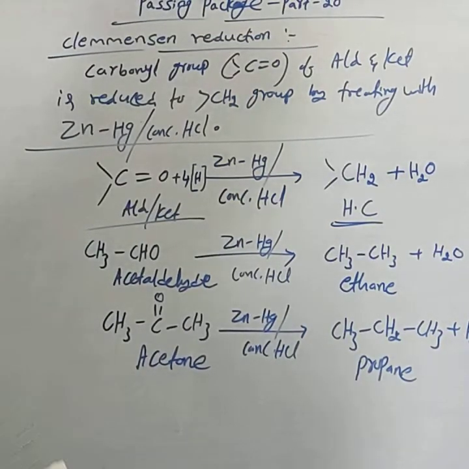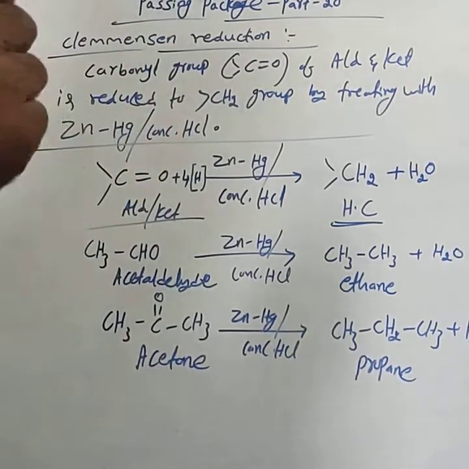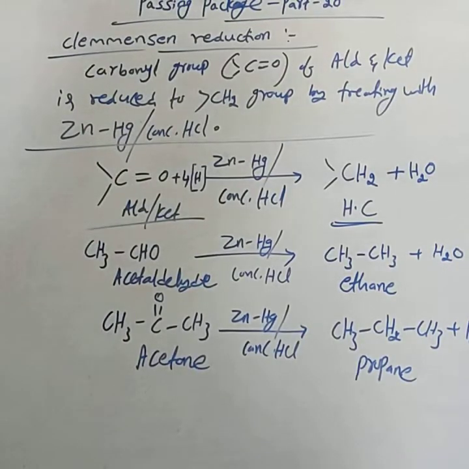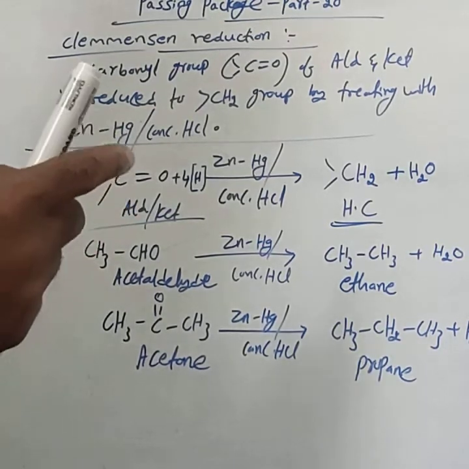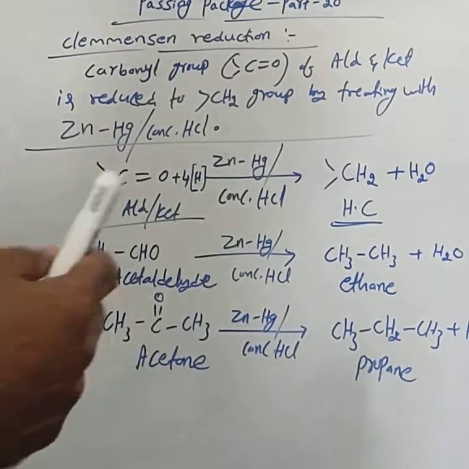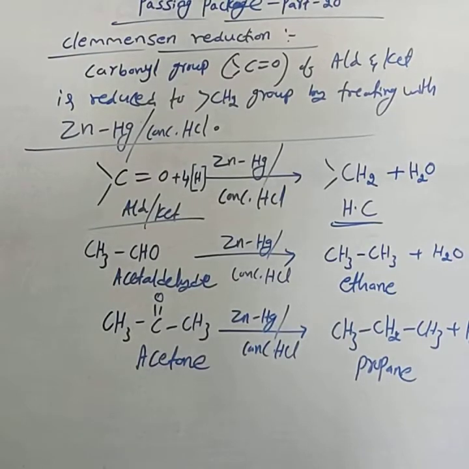Similarly, can you try the reduction of acetophenone? Acetophenone means C6H5COCH3. What would be the product obtained? Can you guess the product? The CO is converted into CH2. Then the product is ethylbenzene, C6H5CH2CH3. This is about the Clemmensen reduction. You practice as it is.